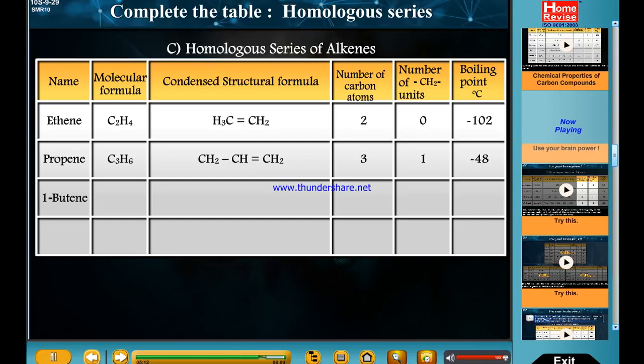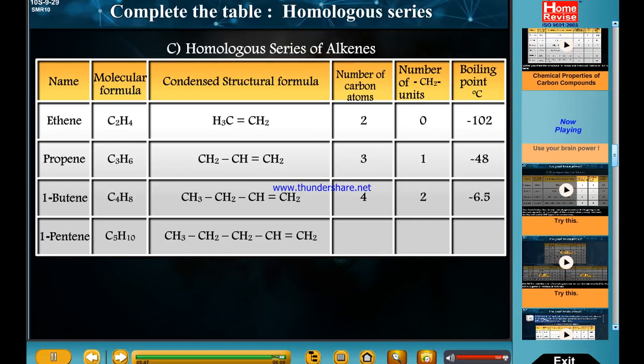1-butene, molecular formula C4H8, condensed structural formula CH3CH2CH double bond CH2, number of carbon atoms 4, number of CH2 units 2, boiling point minus 6.5 degrees Celsius. 1-pentene, molecular formula C5H10, condensed structural formula CH3CH2CH2CH double bond CH2, number of carbon atoms 5, number of CH2 units 3, boiling point 30 degrees Celsius.